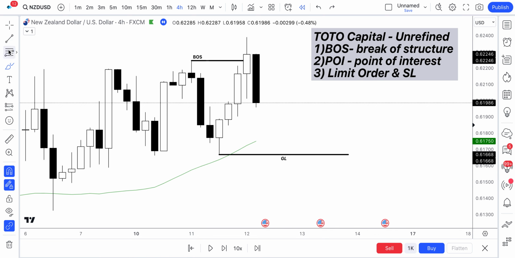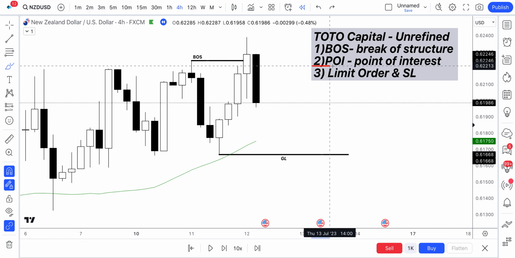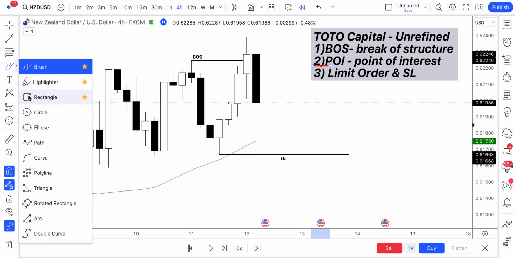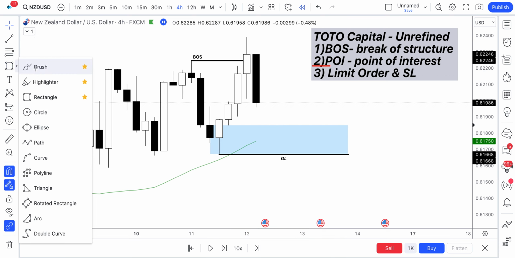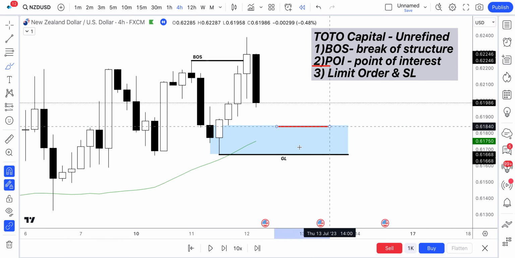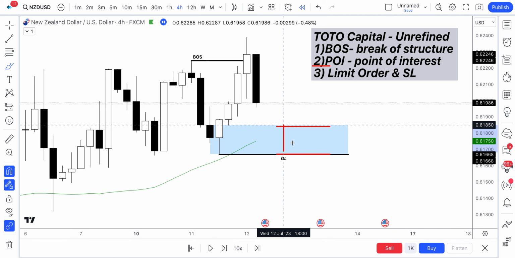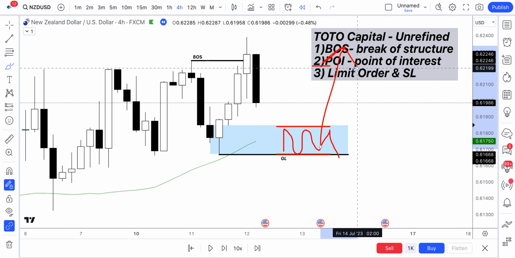Okay, we then want to go ahead and mark on number 2, which is our POI. Okay, that is our point of interest. And in simple terms, that is the only area where we are going to be looking at executing a long trade. So anywhere within this area, we can look at taking a long trade and then look to ride that to the upside.